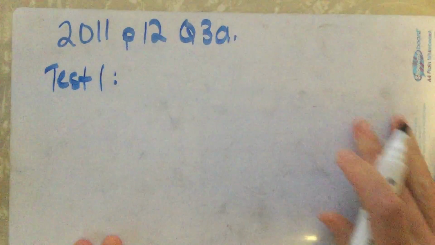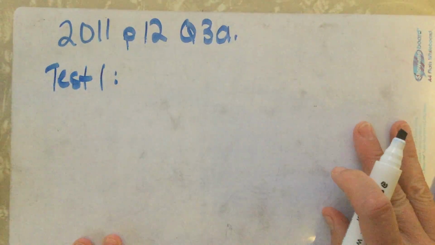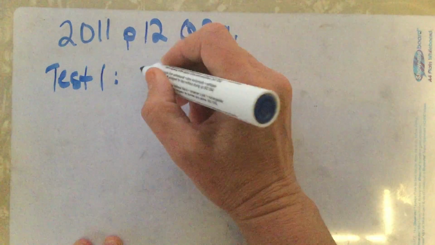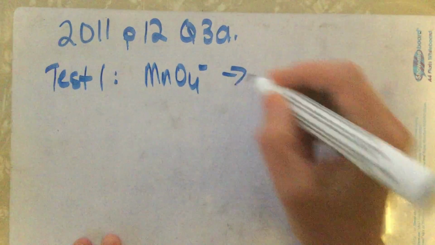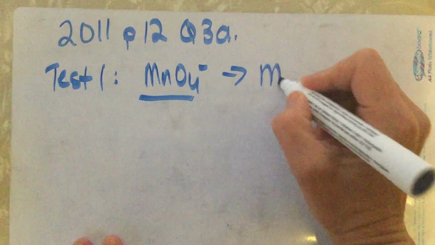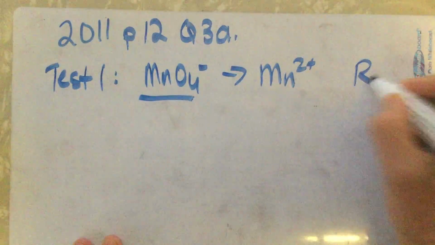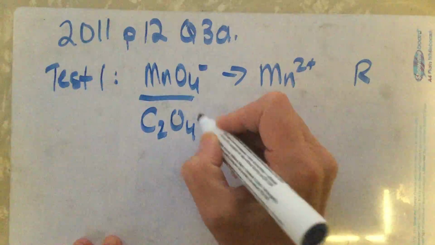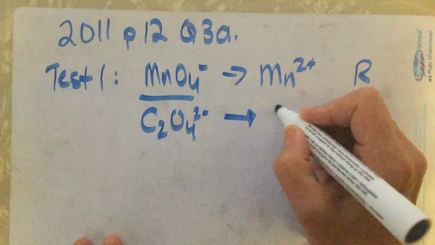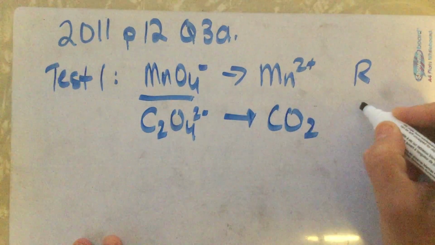And if we look at test 1, we are titrating against permanganate. So this is a redox titration. And the key point here is that the permanganate will get reduced to Mn2+, and it will react with any oxalate ions present, which will get oxidized to CO2.